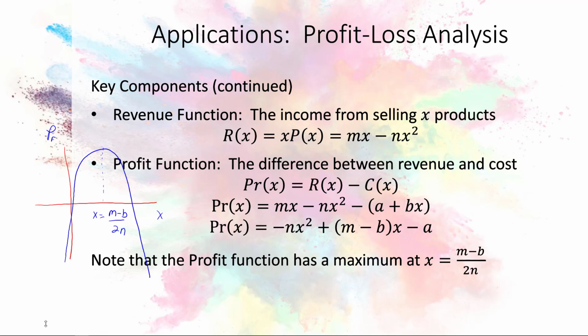So at some particular point, if you sell enough, you're going to maximize your profit. If you sell too many, which means you really have to reduce the price, you are going to start losing money. And similarly, if you sell too few, you will also begin to lose money.